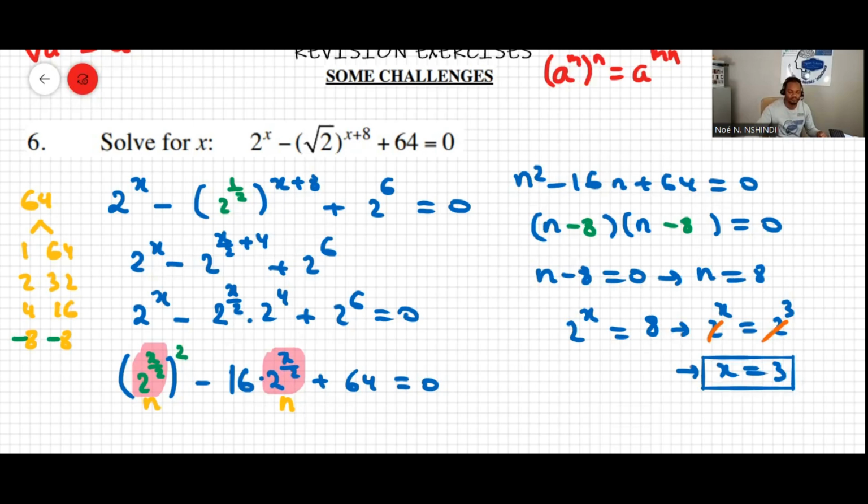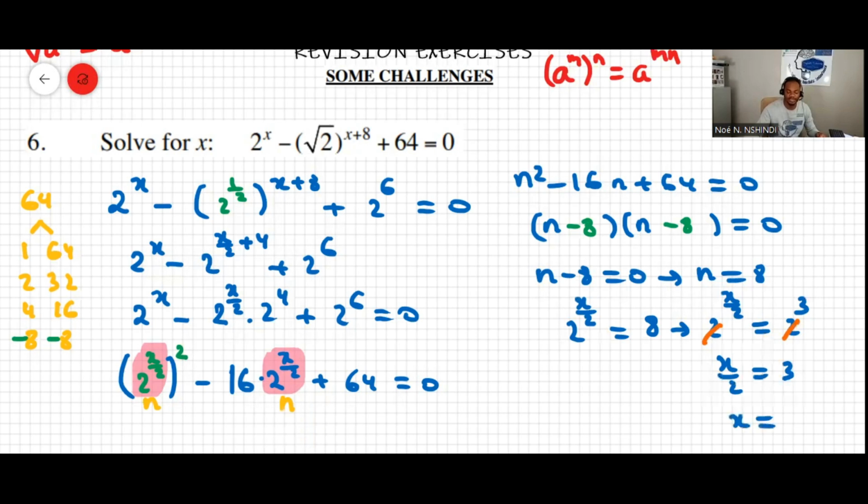Actually, not exactly that, because it was not 2 to the power of x, but 2 to the power of x over 2. It was that initially. So this would be 2 to the x over 2 equal to 2 to the 3. Then we drop the basis as we said, and we have x over 2 equal to 3. Now to get the value of x, we multiply by 2 both sides, and this is equal to 6. That's the real value of x.